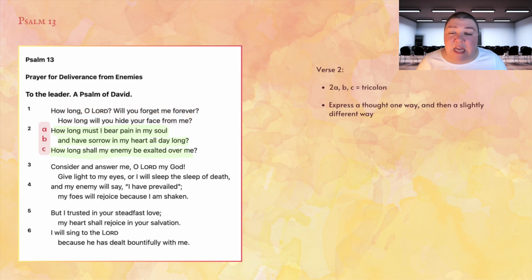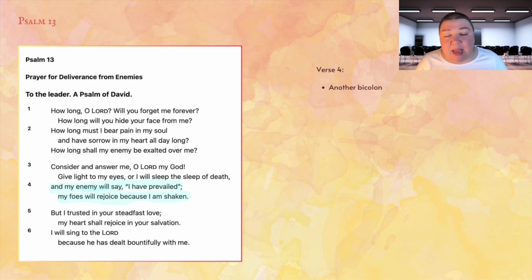Verse 2, here we have a tricolon, 3 lines that are related and match. How long must I bear pain in my soul and have sorrow in my heart all day long? How long shall my enemy be exalted over me? Verse 3, consider and answer me, O Lord my God. Give light to my eyes, or I will sleep the sleep of death. Another bicolon. Verse 4, and my enemy will say, I have prevailed. My foes will rejoice because I am shaken.